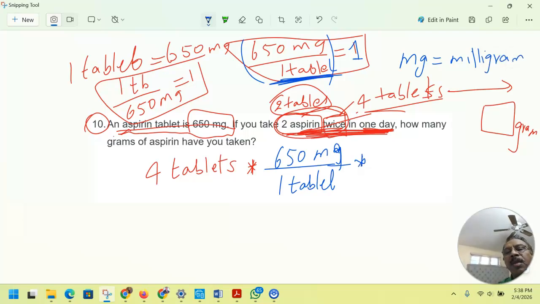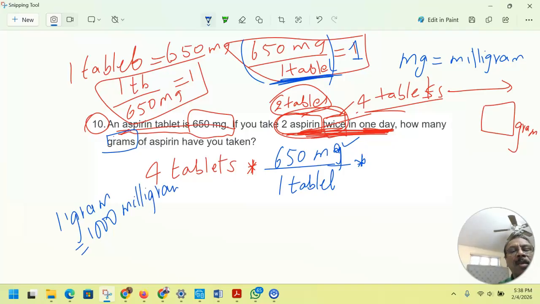So this milligram, you want to have the answer in grams. That means 1 gram is 1,000 milligram. Okay? So I'm going to write this as, sorry, 1,000 milligrams here, and the top part will be 1 gram.